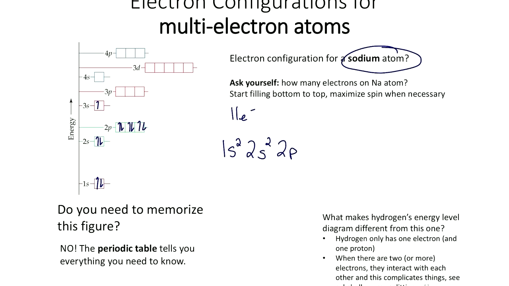How many electrons are there? 6. And then 3p, and there's 1 in there. So if you add up all those superscripts, you do see that it adds up to 11. So you can check your work there, right?